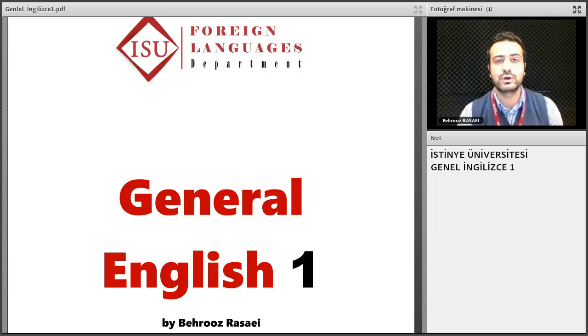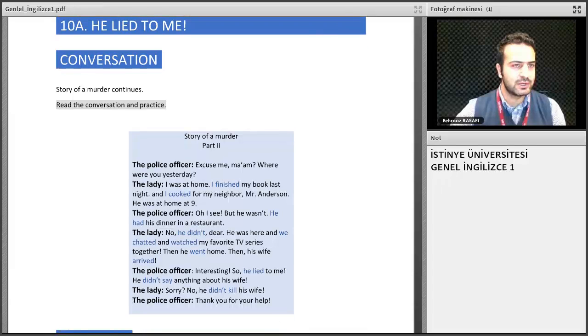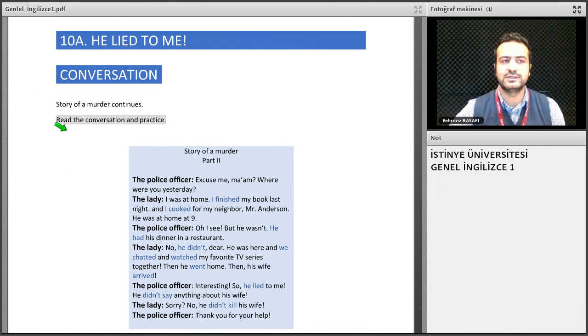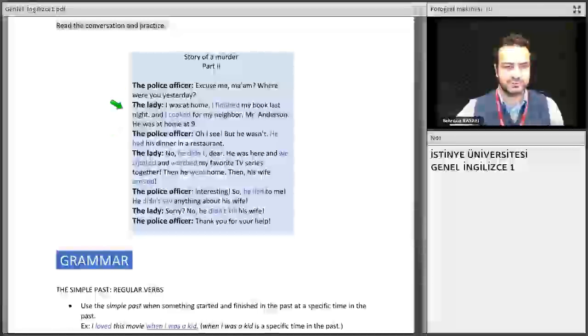Today we are going to work on Unit 10. So let's turn to page 17. So here we are. The title of this unit is He Lied to Me. The conversation, like always, at the beginning of every new unit, we have a conversation. The story of a murder continues. If you remember the previous story, here is the rest. Complete the conversation and practice. Story of a murder, part 2.